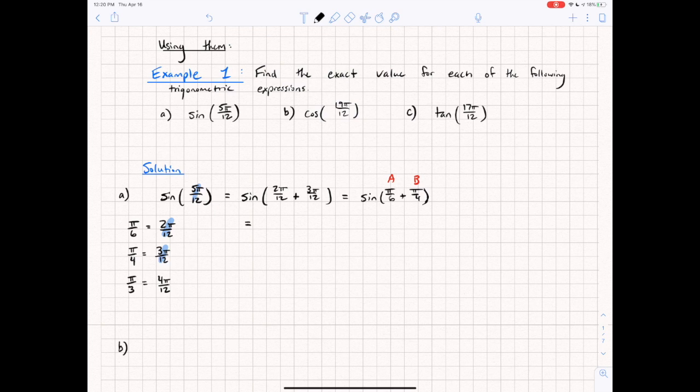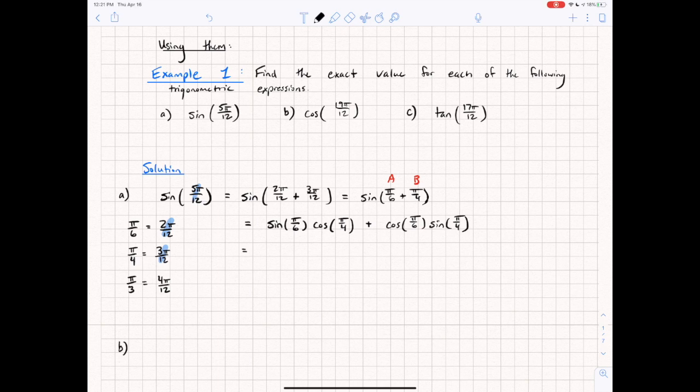So the above identity is sine of angle A, which is pi over 6, cosine of angle B, which is pi over 4, plus cosine of angle A, which is pi over 6, times sine of angle B, which is pi over 4. So now I just need to go through and find these exact values. This is where your unit circle will come in handy. So hopefully you have one out. If not, I would pull one up, because I'm just going to do these essentially from my head.